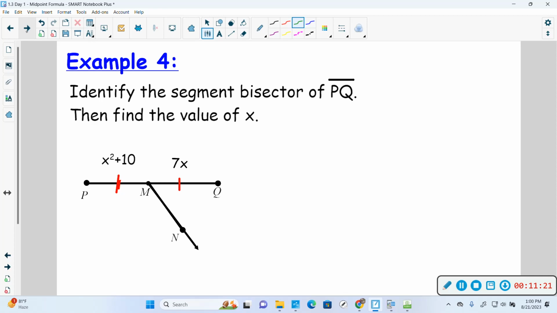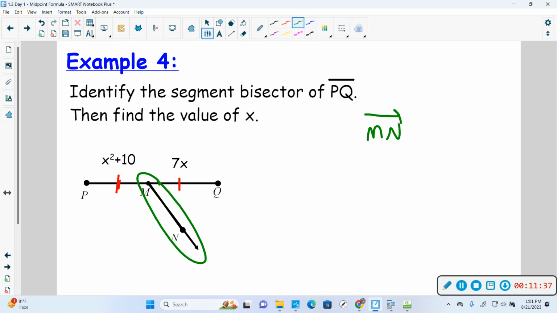All right, identify the segment bisector, and I think the tick mark showed up nice on this one, yep. And then find the value of x. So clearly this is cutting it in half. What are you calling that? What is that? Ray. Ray what? Ray and then. Perfect.